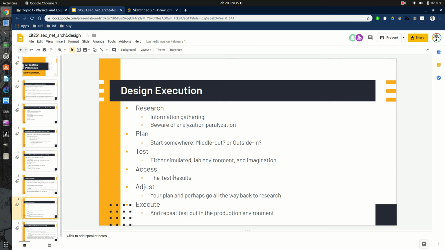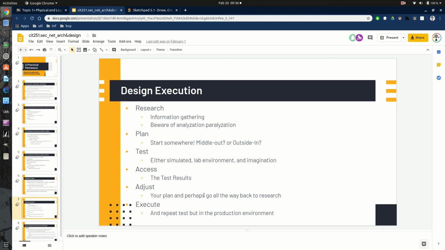We're going to assess the test results, so learn what we can from these simulated or tested deployments. Adjust your plan and perhaps go all the way back to research. You might have to go all the way back to research and say, oops, I didn't do all my research. Let me rethink this, okay? I was going to tell a war story there, but I'm just going to move forward.